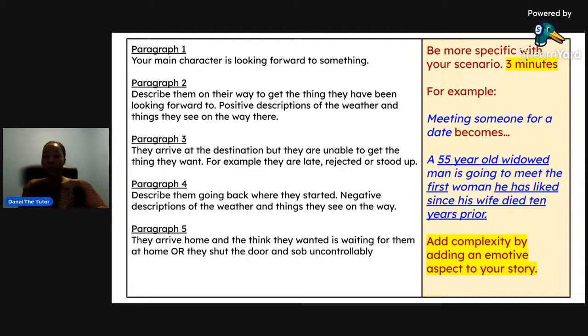Okay, halfway through, just over a minute left. Again, think about some details that you can add to your scenario to make it more complex, more emotional.